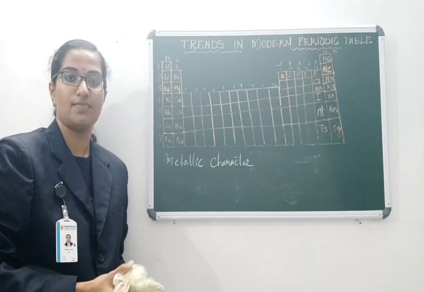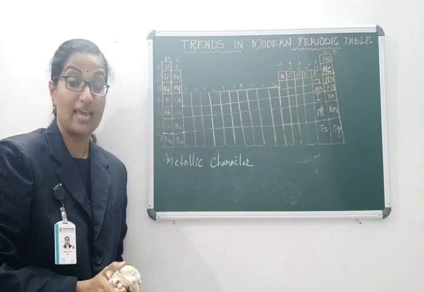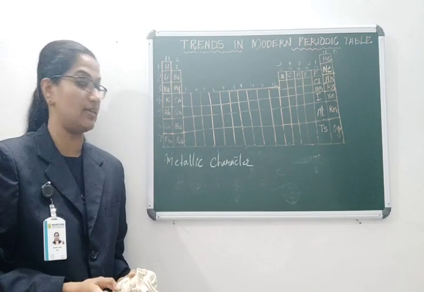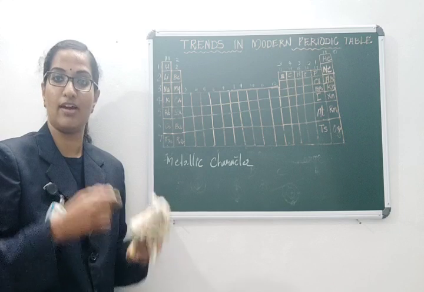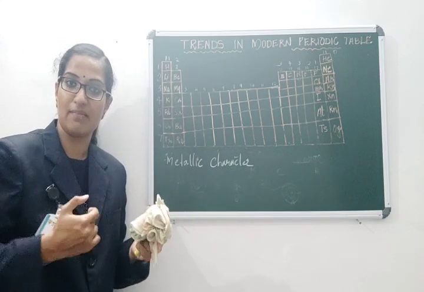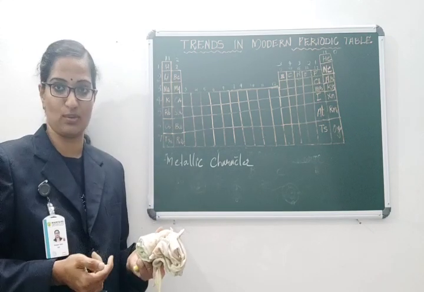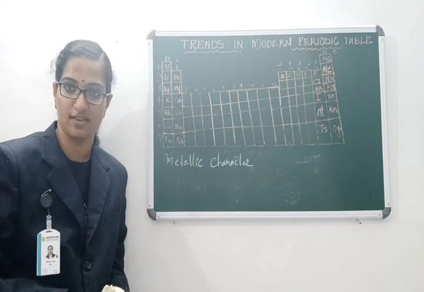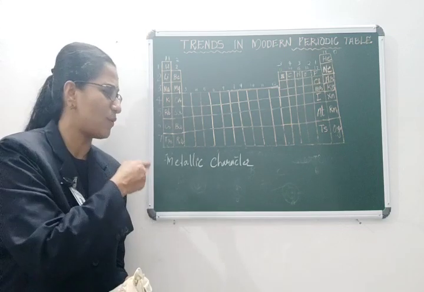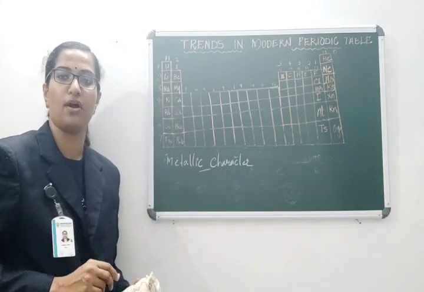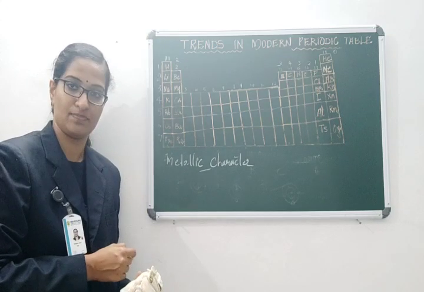Metallic character. What is meant by metallic character? The ability to lose electrons. That is the metallic character. What are metals? The metals are the elements which are capable of losing electrons, or they are electropositive. There is a small connection with atomic size when you talk about the metallic character.